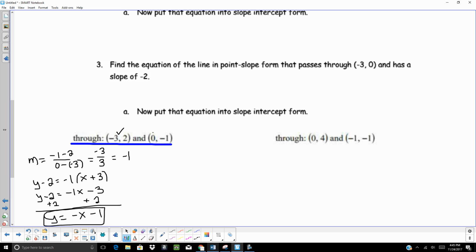Try to do the next one on your own. If you need to, go back and hit rewind and watch the example again.